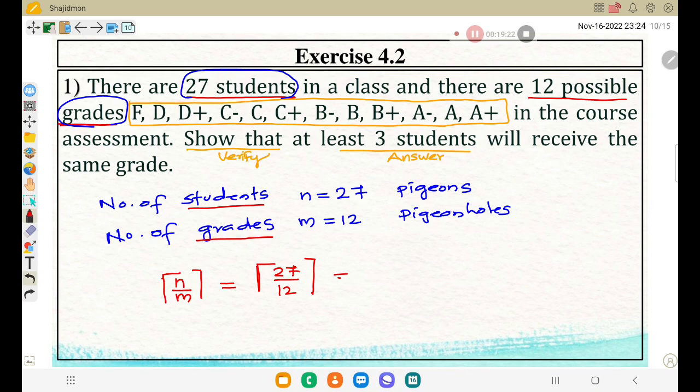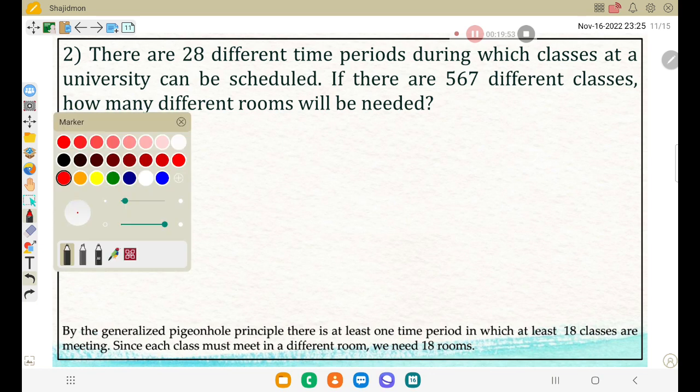So what is that number? You can check by calculator. The ceiling of 2.25 means the next integer, the number 3. So we got the answer: at least 3 students will receive the same grade. That means for one of the grades, a minimum of 3 students will get it. That is the idea in this question. I hope you understood. Let me go to the second question now.